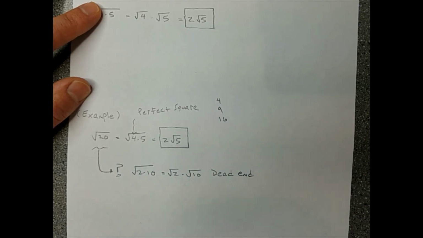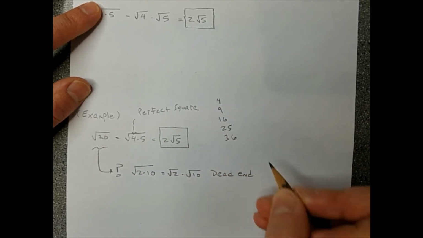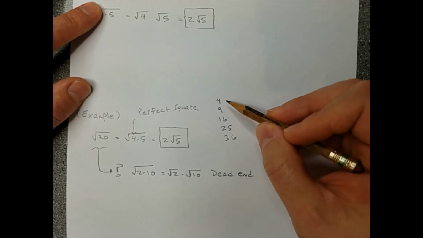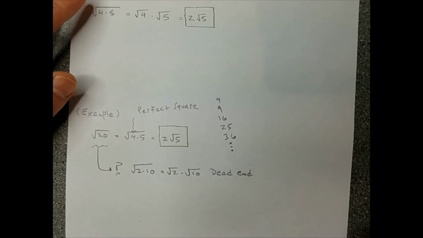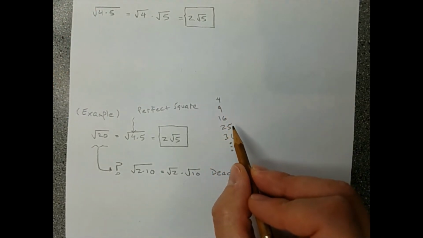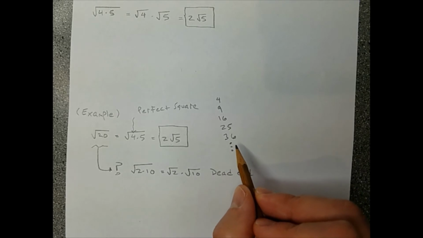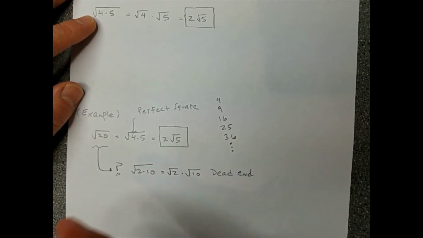16 is a perfect square. 25 is a perfect square. 36 is a perfect square. These are the list of perfect squares in order, and they go on, but what's the next one after that? That's 2 squared, 3 squared, 4 squared, 5 squared, 6 squared, 7 squared, 49. 49 is a perfect square. So that's what's happening, all right?